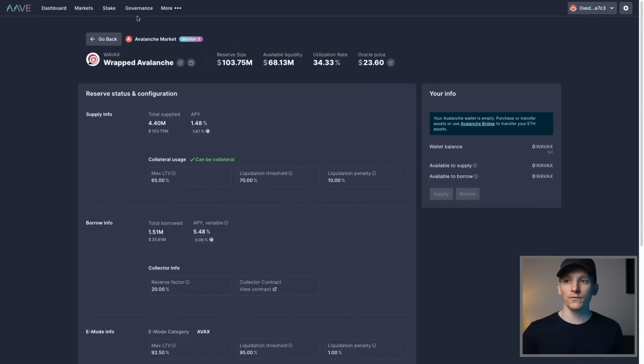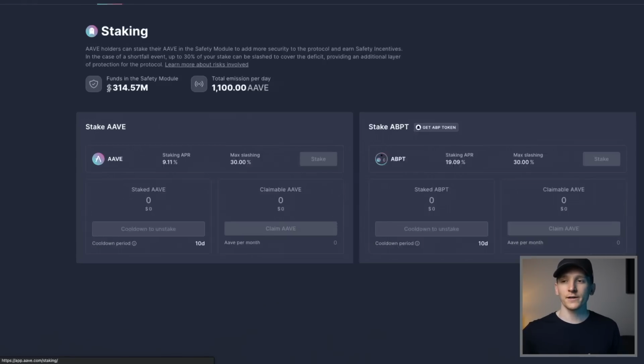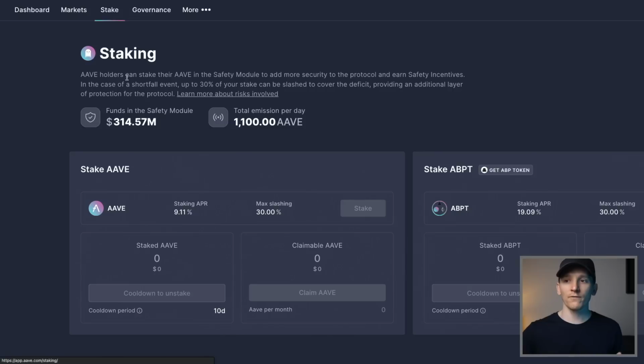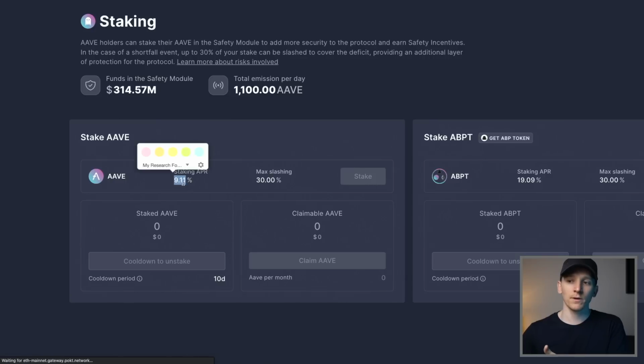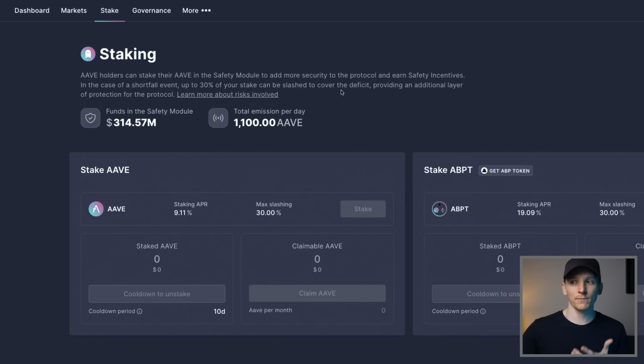In fact, if you go over to governance, you can see that Aave has an insurance part of the app. It says Aave holders can stake their Aave in safety mode to add more security to the protocol and earn safety incentives. What this means is if you have Aave tokens, you can stake them on the platform and they will give you a staking APR of 9%. So you can earn a 9% yield on your tokens, which seems great.